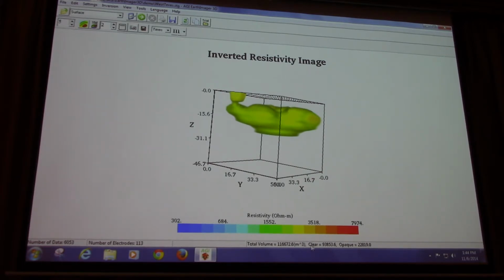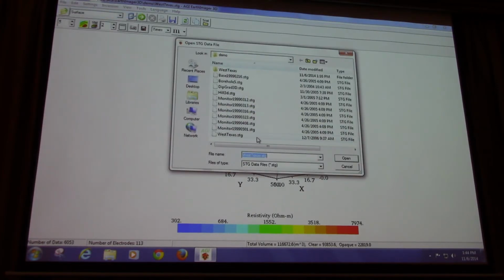And well, this might, yes, in meters, okay. But maybe they're looking for much smaller features within here. Let's go to another one. We'll read in this borehole.